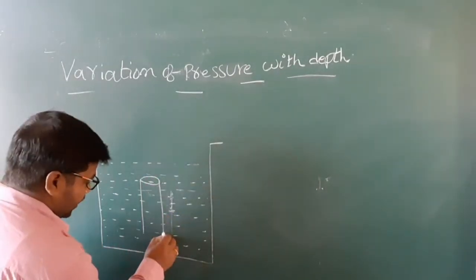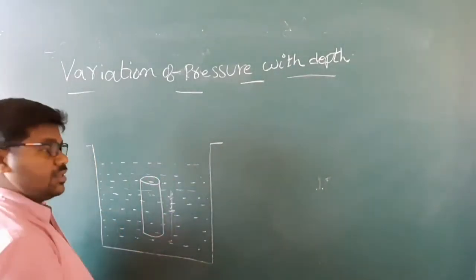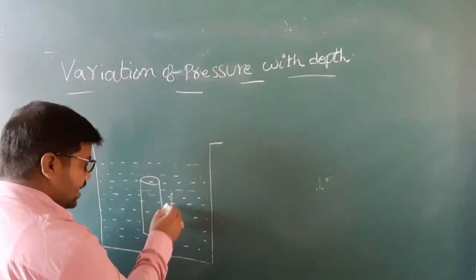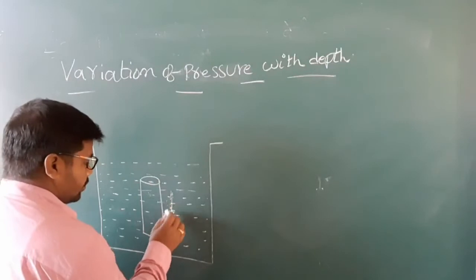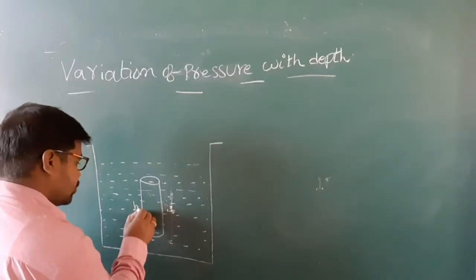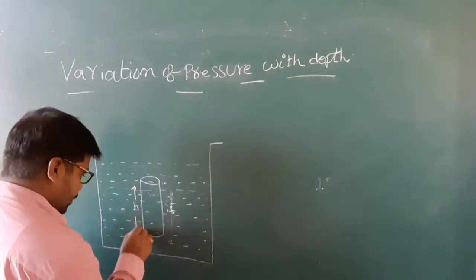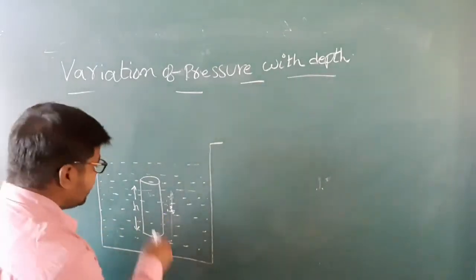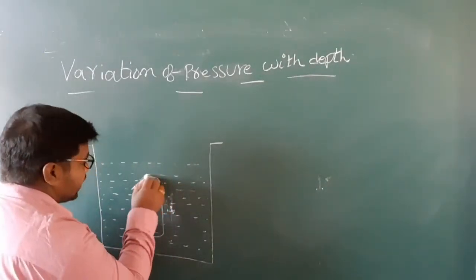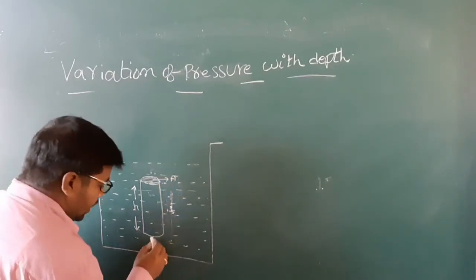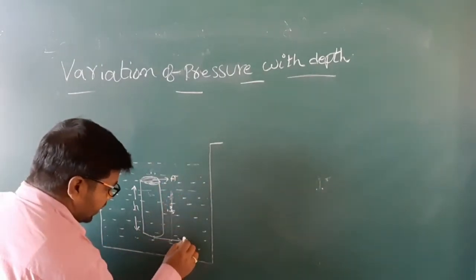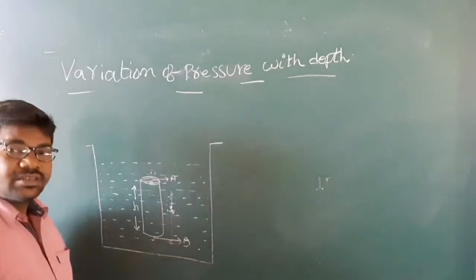Like this we have to take. Okay, so the length we can say h. Length we can say h minus... length h. This area of cross section is A. Here also the area of cross section is A.